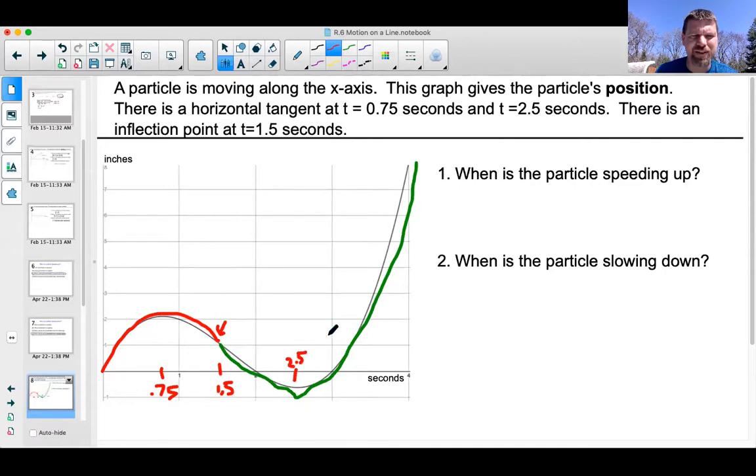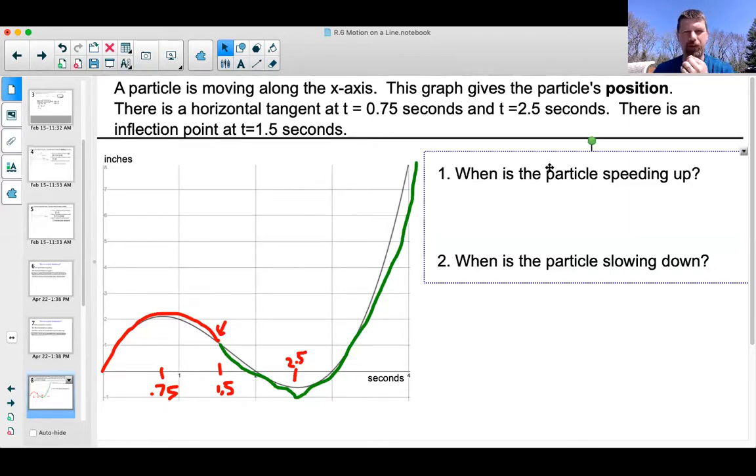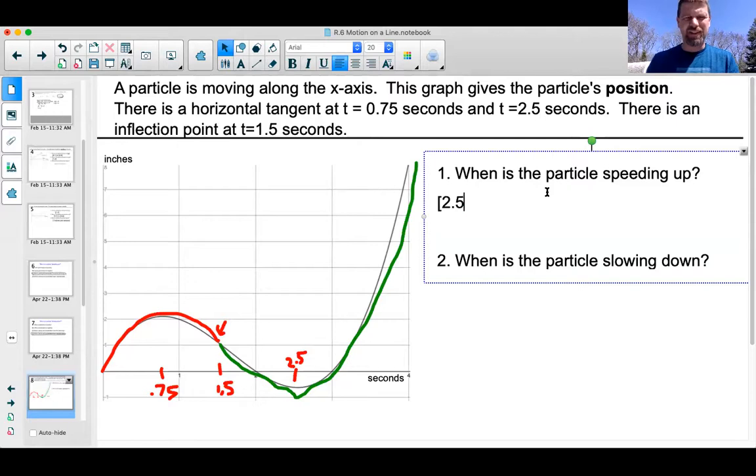All right. So this problem was asking me, when is a particle speeding up? Well, here I'm concave up. And during that green concave up section, I've only got a positive slope from 2.5 onward. So the first and second derivative match signs, they're both positive from 2.5 seconds on over to the end, which looks like 4 seconds. But that's not the only time it's speeding up.